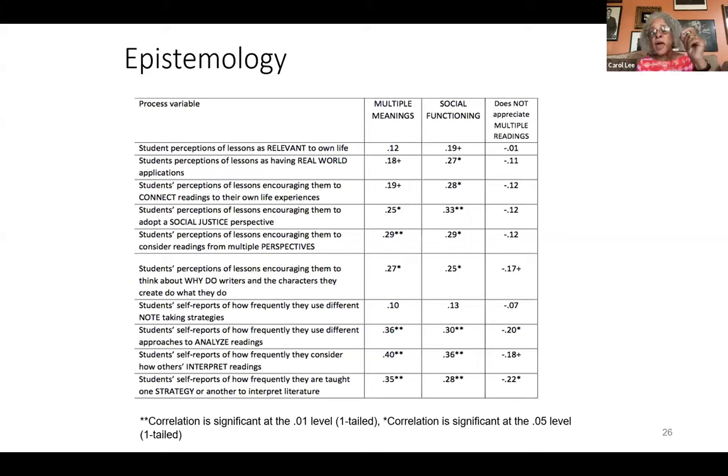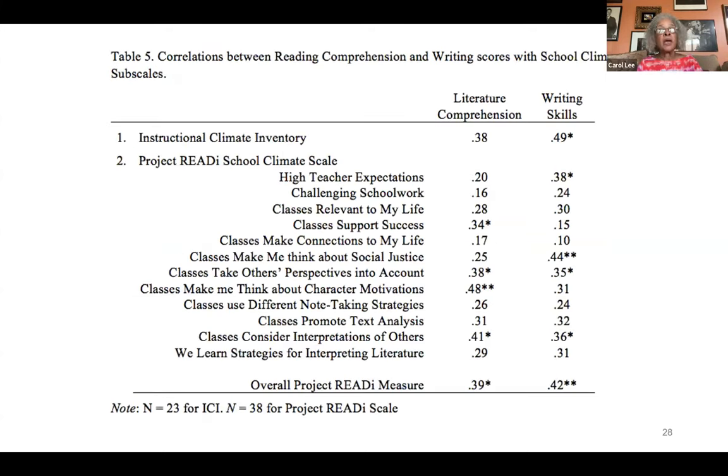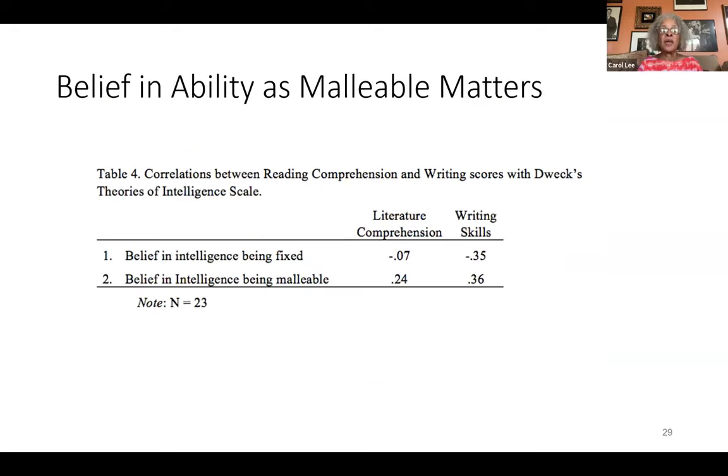Closing out here, because we knew that there was more to learning than just simple cognitive knowledge, we were attempting to support a strong epistemological orientation, that you read literature for social meaning making for yourself and value multiple readings of literary texts, and found these were positively correlated with our assessments of their ability to interpret literature and write literary arguments. We assessed their perceptions about their ability to cope with challenge, again positively correlated with our outcomes. We knew that perceptions were important, so we had measures of kids' perceptions of their experiences of this learning environment. Again, these were positively correlated with outcomes.